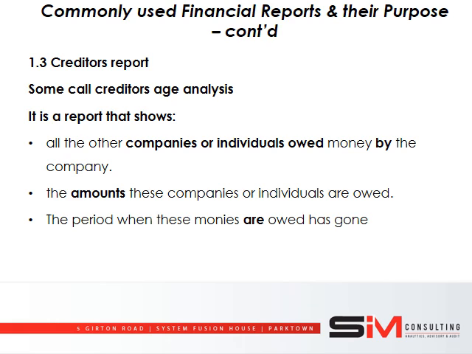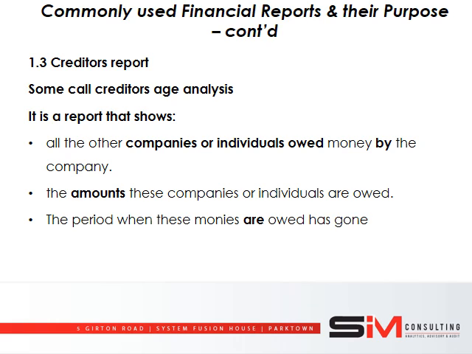When you buy your stock or you purchase your stock on credit, it will result in you or your business owing third parties money for that stock. That money that's being owed to those third parties will reflect in what's called the creditors report. The creditors report is one of those reports that other people call the creditors age analysis. What you see in that report is a direct opposite of a debtors report.